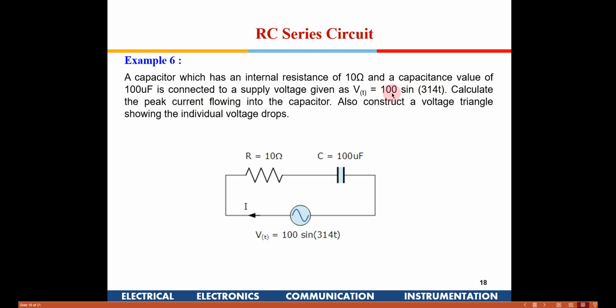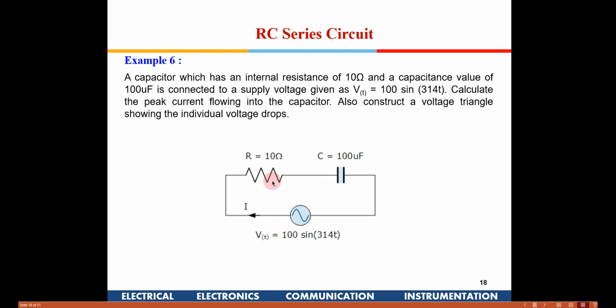So this is the peak voltage out here, right. So we can divide this peak voltage by the total impedance in this circuit to get the peak current, and also construct the voltage triangle. Okay. Voltage triangle is nothing but the phasor diagram. Since it is given in the sinusoidal form, that means this is the peak voltage. Okay, this is not the RMS, but this is the peak voltage.